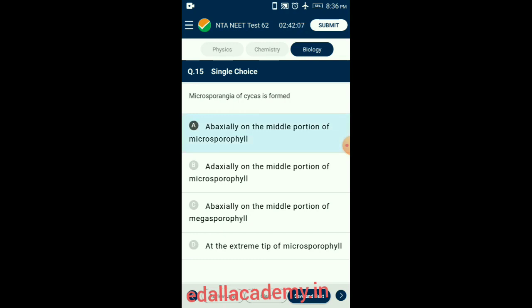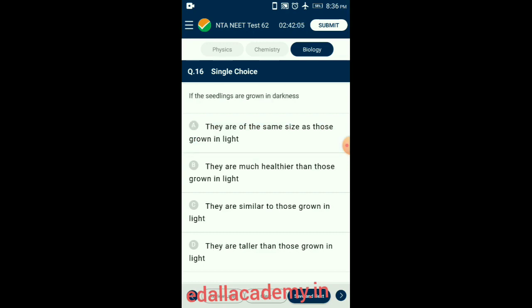Question number 16. Seedlings grown in darkness are taller due to the activity of auxin, because auxin content in darkness is higher than in light. A signal from the cell wall decides that in the dark, seeds grow into long yellow sprouts instead of turning green and forming leaves. So the answer is option D. They are taller than those grown in light.